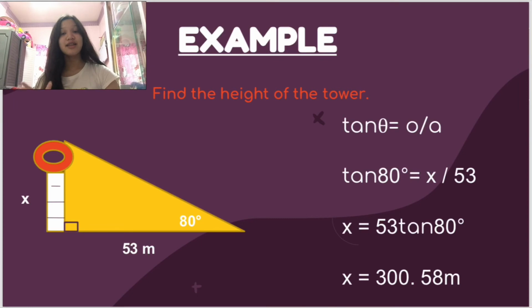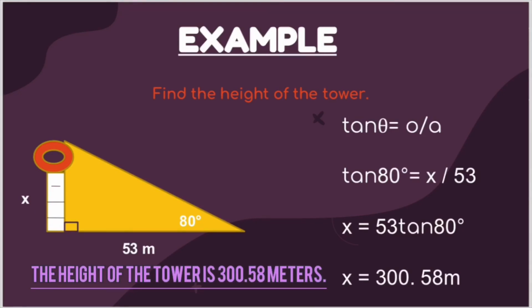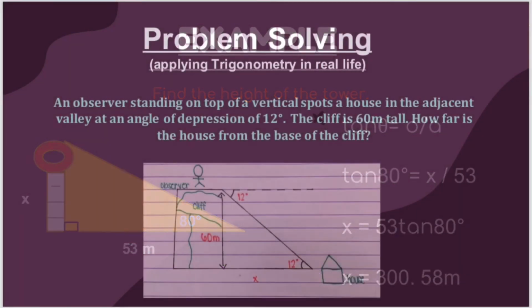On the right side, the first thing that we're going to place is our adjacent, which is the 53. Next is the tan 80 degrees. When we start multiplying this equation, we're gonna come up with the answer 300.58 meters. Therefore, our final answer for this example is the height of the tower is 300.58 meters.